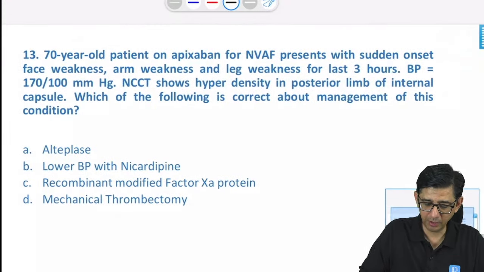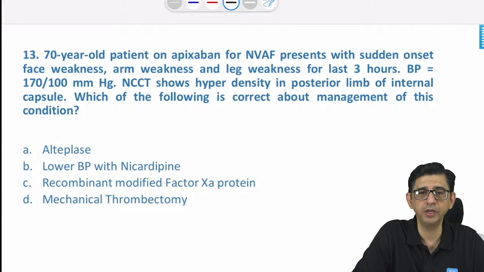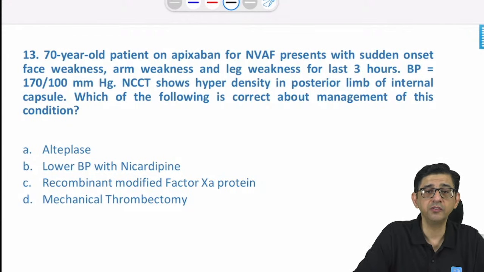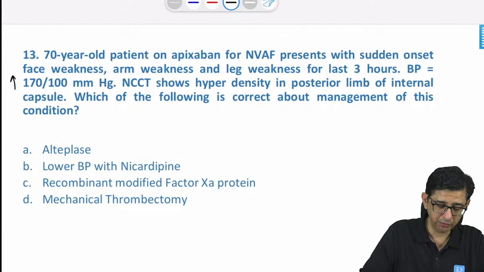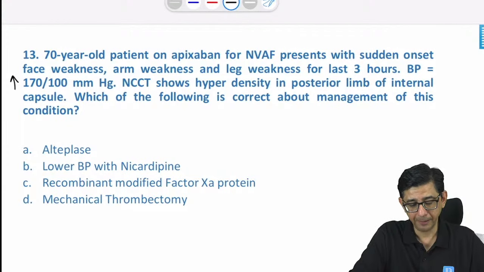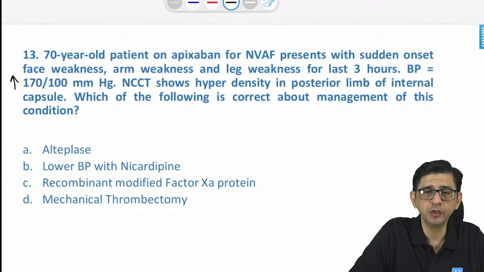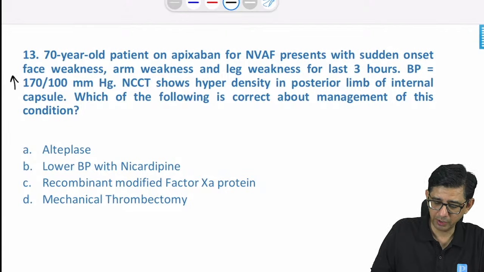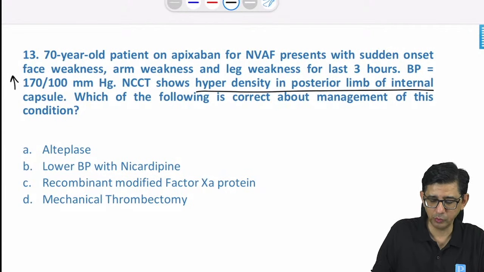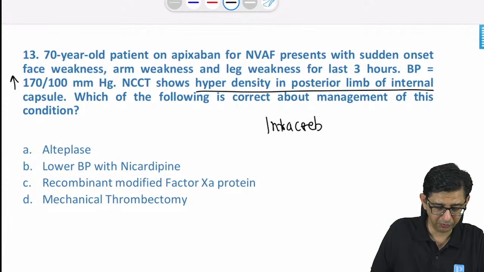A 70-year-old patient is on apixaban for non-valvular atrial fibrillation, and he's having face weakness, arm weakness and leg weakness for the last 3 hours. So there is a presentation of stroke. The BP in this patient is elevated, 170 by 100 is really high, considering that he is suffering from stroke, so I'm a little worried about these BP values, though not reaching that critical value of 185 by 110. CT scan shows a hyperdensity in the posterior limb of the internal capsule. So the diagnosis is an intracerebral hemorrhage, and he asks which of the following will be required for the management of this condition.